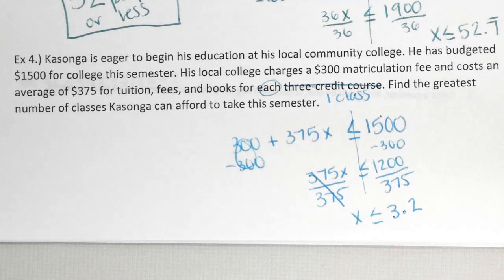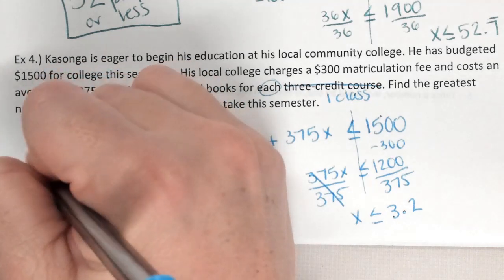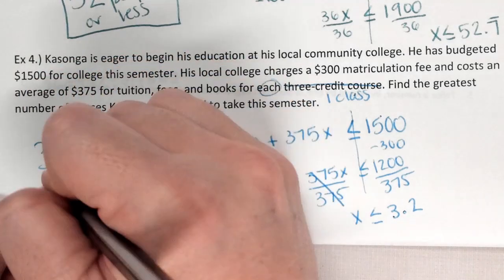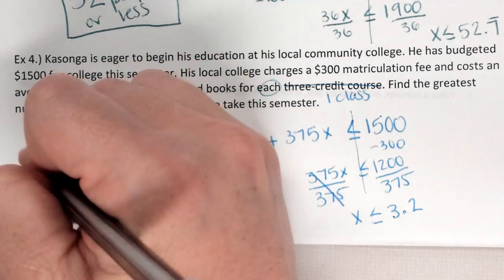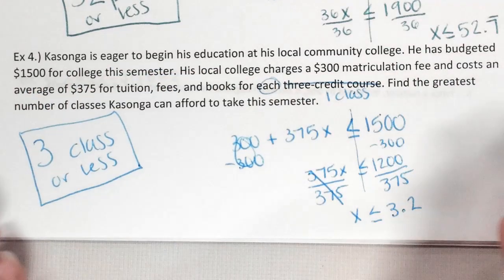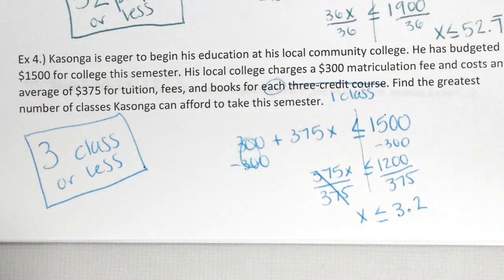3.2. Can you take 3.2 classes? No. So what's the most amount of classes they can take? 3. So we can take 3 classes. Can we take less than 3? Yes. Oh, yes. We cannot take more. Any questions with that? Okay, that's your notes.